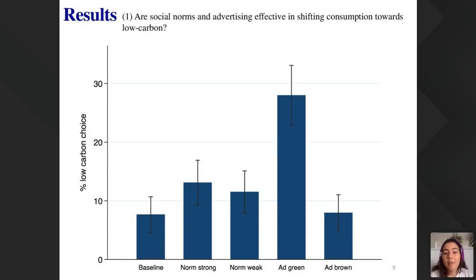And finally, with the green advertisement we see that the effect is huge. It more than triples the number of participants that chose the low carbon tablet. Finally, for the brown advertisement we don't see a significant effect, since already everybody chose the Samsung tablet. So the Samsung advertisement didn't have a significant effect compared to baseline. So we answered the first question, that is, are social norms and advertising effective in shifting consumption towards low carbon? So far, we would say yes, they're both useful in shifting behavior towards low carbon.